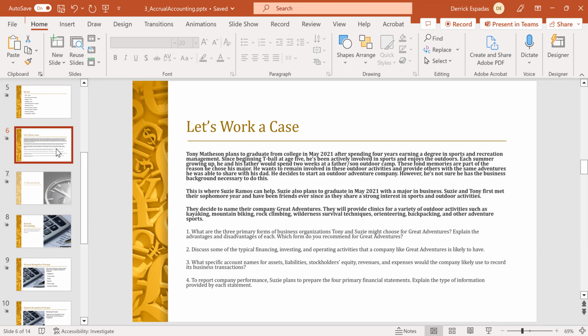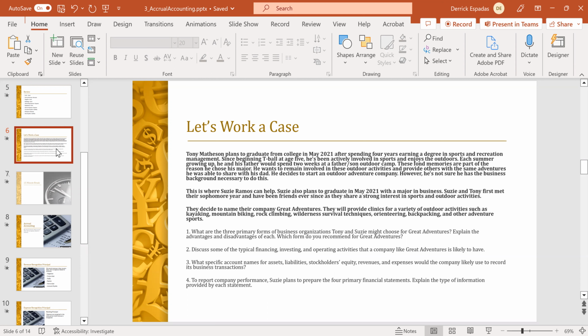What specific account names for assets, liabilities, stockholders' equity, revenues, and expenses would the company likely use to record? So for assets, cash. They're probably going to take on a note payable, or notes payable, for a liability. Stockholders' equity, well, that's only going to apply if they issue stock, but let's go for that. Revenue, so service revenue for their tours, and expenses, the gas for their vans that I had them buy. That would be a fuel expense or a vehicle expense. So those are some likely categories.